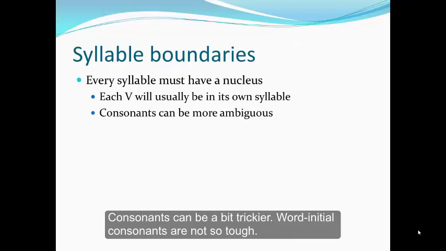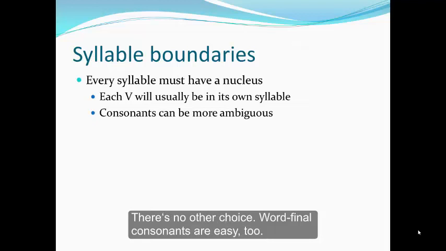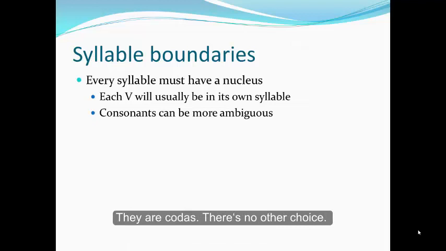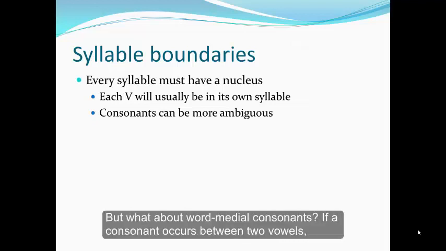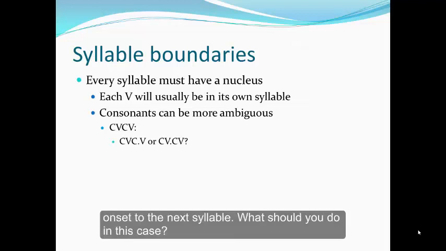Word initial consonants are not so tough. They're onsets. There's no other choice. Word final consonants are easy too. They're codas. There's no other choice. But what about word medial consonants? If a consonant occurs between two vowels, then technically it could be either the coda to the earlier syllable or the onset to the next syllable. What should you do in this case?